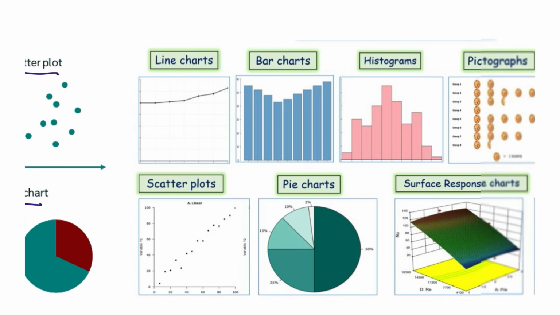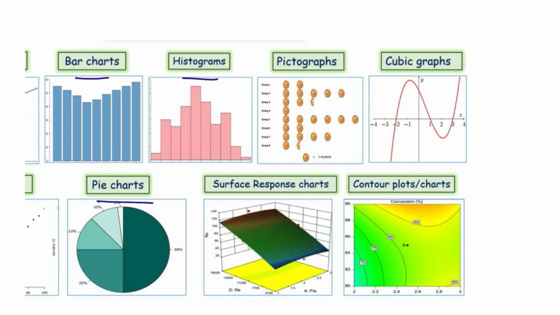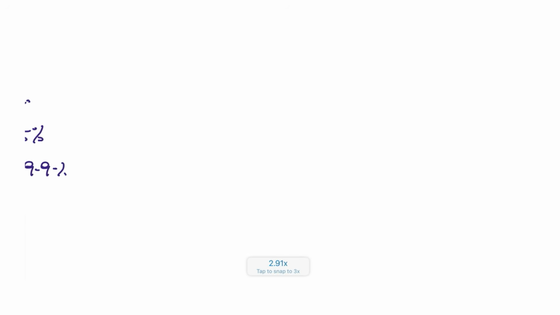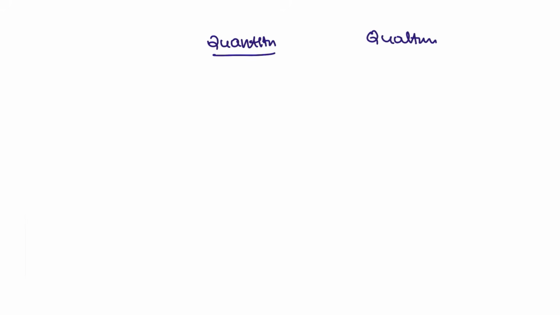and the pie chart. Again: line charts, bar charts, histograms, scatter plots, pie charts, surface response charts, pictographs, cubic graphs, and contour plots. All these are the different types of plots. And some of the tests: one is the quantitative test and the other is the qualitative test, right? Quantitative tests are known as parametric tests, and these are the non-parametric tests.